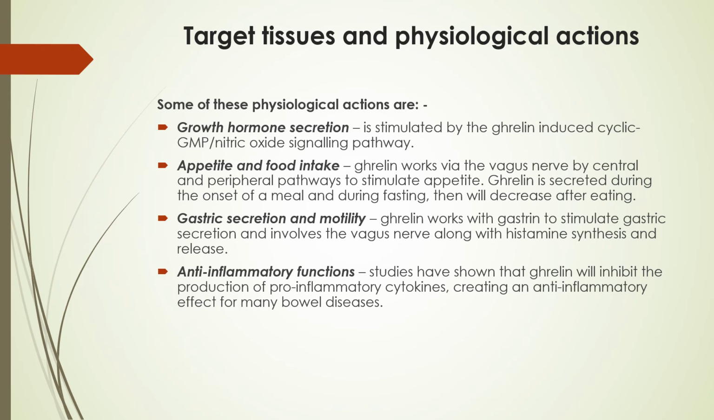Ghrelin is secreted during the onset of a meal and during fasting, then will decrease after eating. Gastric secretion and motility. Ghrelin works with gastrin to stimulate gastric secretion and involves the vagus nerve along with histamine synthesis and release. Anti-inflammatory functions. Studies have shown that ghrelin will inhibit the production of pro-inflammatory cytokines, creating an anti-inflammatory effect for many bowel diseases.